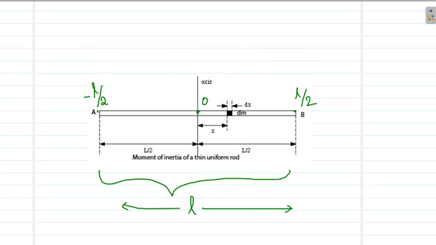The axis is located at the origin. So it is easy to do the mathematical part in this way. That is why we choose the system like this. So both the lengths are L by 2.